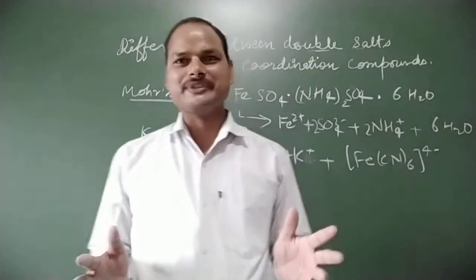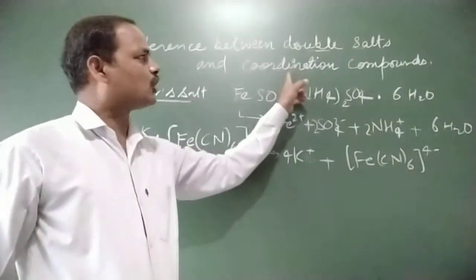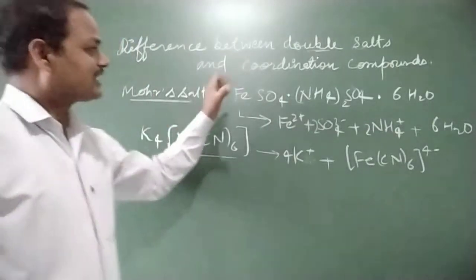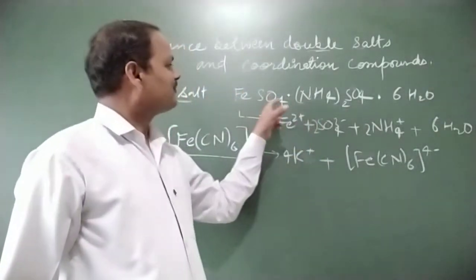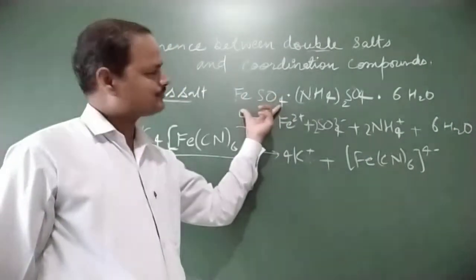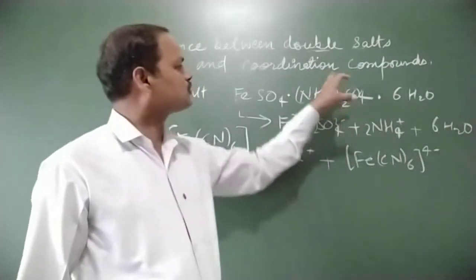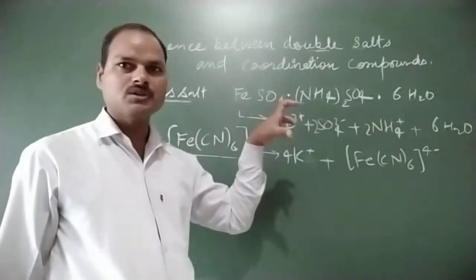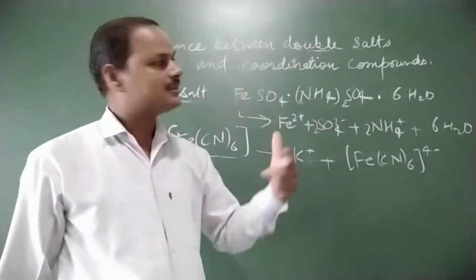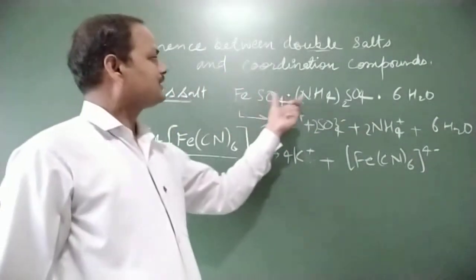Students, through this video, I am going to differentiate double salts and coordination compounds. As we know, a double salt means when two simple salts, for example, ferrous sulfate is a simple salt and ammonium sulfate is also a simple salt, are mixed in a proper ratio in water and crystallize, we will get a single compound that is known as a double salt.